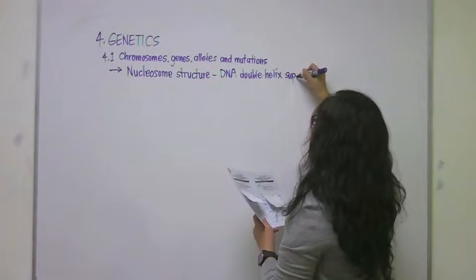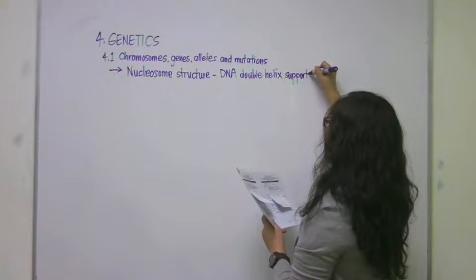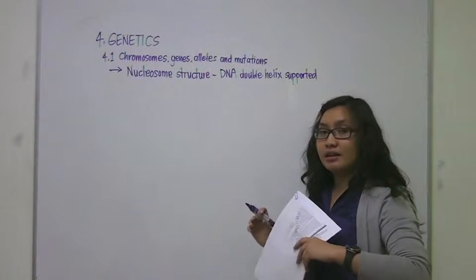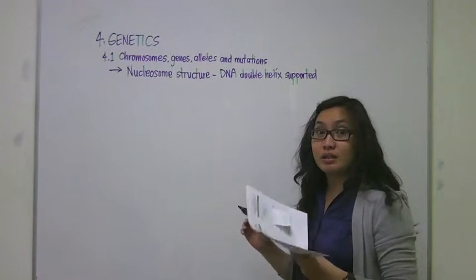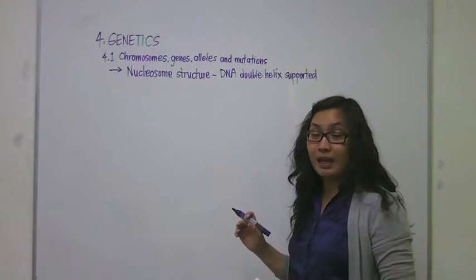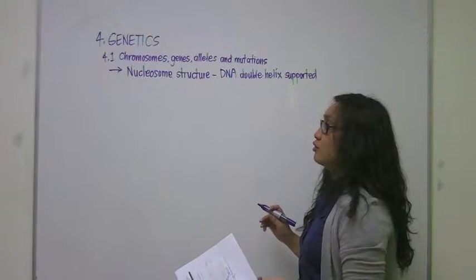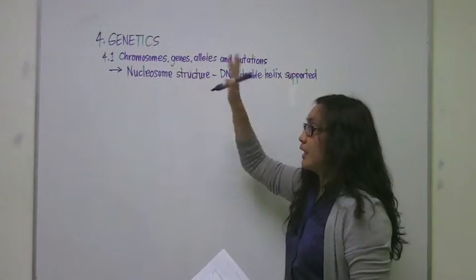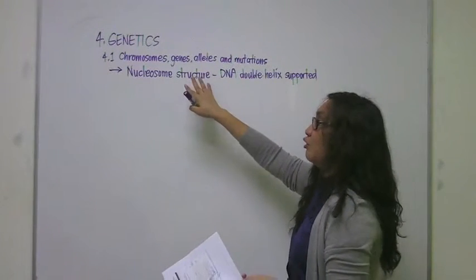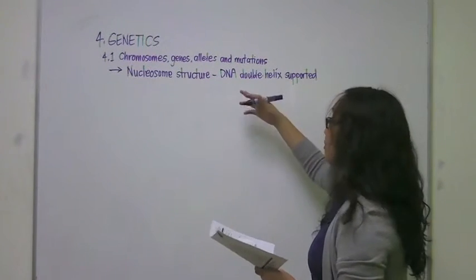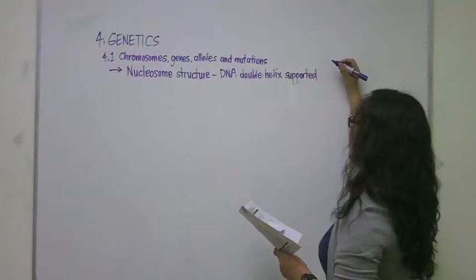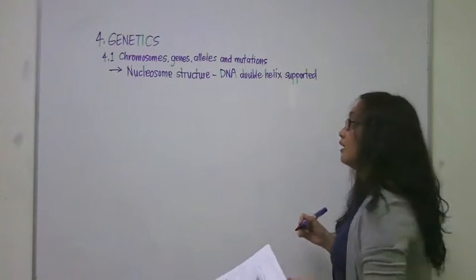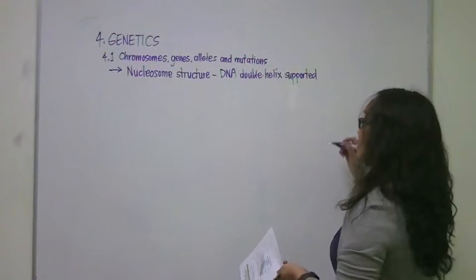Since students have already studied the DNA structure, we are able to show the structure of what a chromosome is if we start from the very basic unit of the chromosome, which is the nucleosome. It is made up of a double helix, a double-stranded DNA, which is supported by a protein bead called histone.